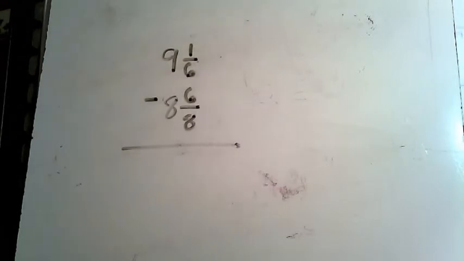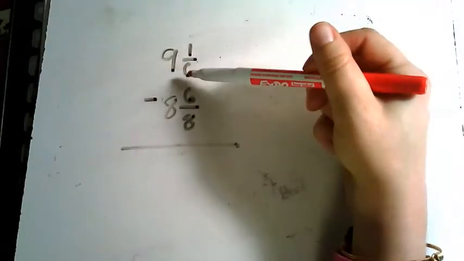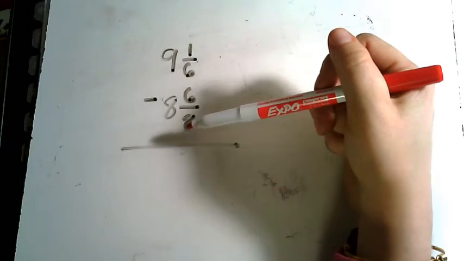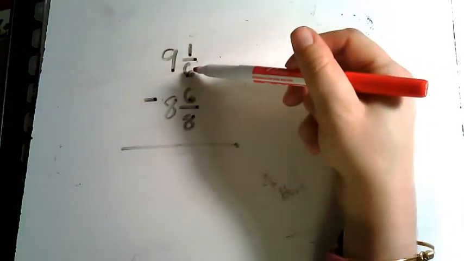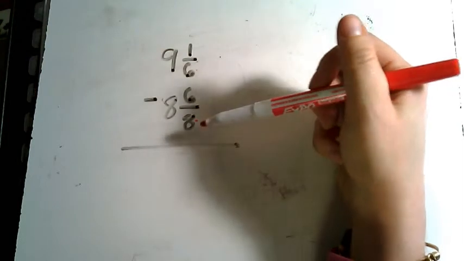All right, friends, so here's a quick video to review what we learned in class today. Remember, today we talked about subtracting mixed numbers with regrouping when these mixed numbers have different denominators. So here's our example, 9 1/6 minus 8 6/8. Right away, we notice that these denominators are not the same. 6 and 8 are two different numbers.